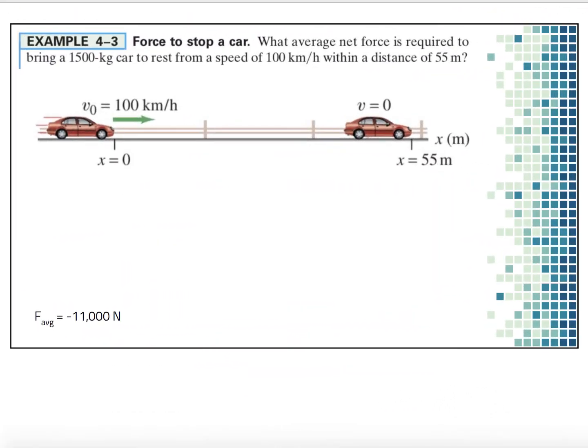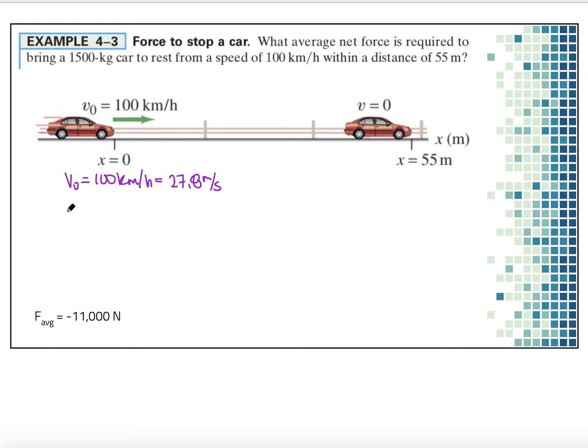Now let's do a slightly more complex problem. In this case, we want to know what force is required to stop a car, on average, when it's going 100 kilometers per hour after a distance of 55 meters. So in order to do this, I'm going to write out my information. So V naught is 100 kilometers per hour. And I did a little research ahead of time and calculated that this is approximately 27.8 meters per second, because I'd like to be in meters and seconds.